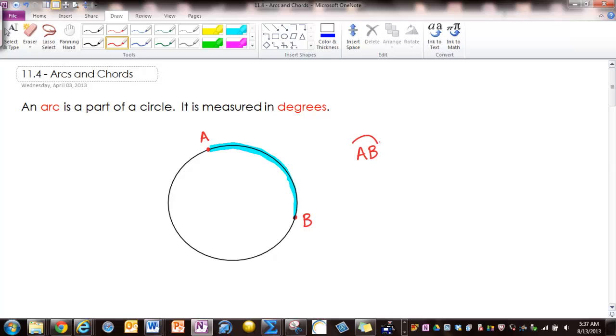And when we measure this arc to see how large it is, we measure it in degrees, and when we show that, we put a little m in front of the arc, measure of arc AB, and then we'll fill in a number with how many degrees it is. So this one is about 130 degrees.